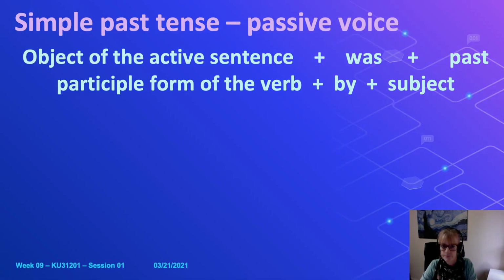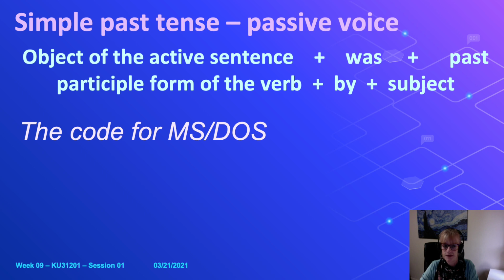Now we'll see if we can put that sentence into the passive voice. So our passive voice is the object of the active sentence, which was the code for MS-DOS, plus was, plus the past participle form of the verb, plus by, plus the subject. Let's see how we make that work.